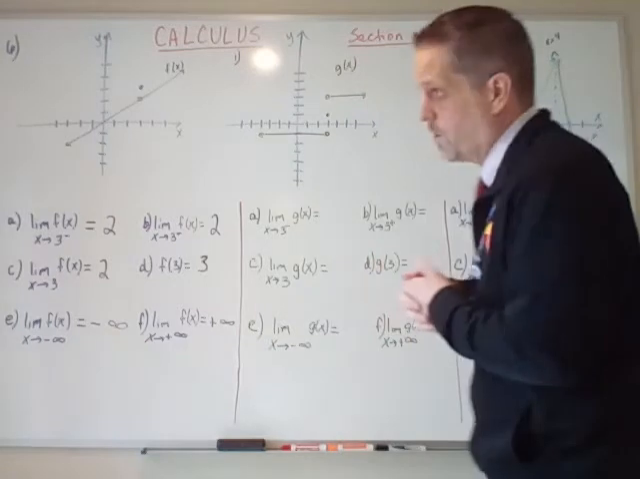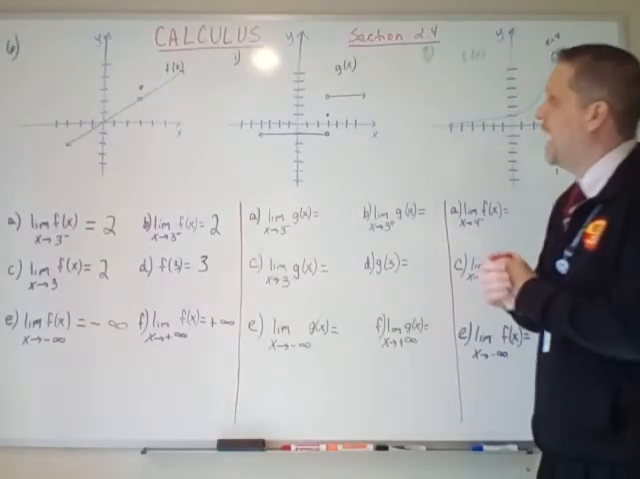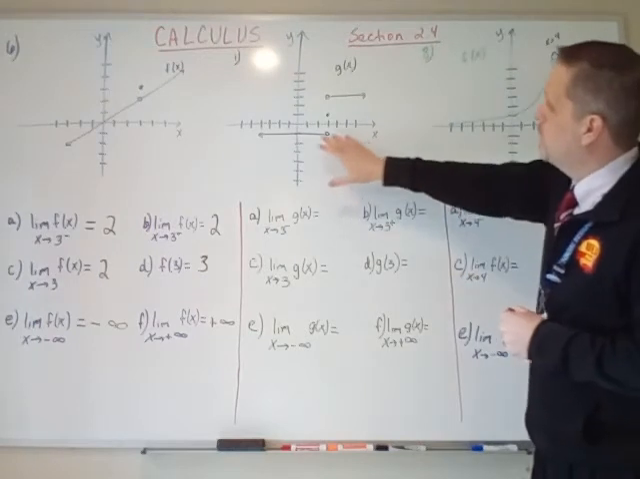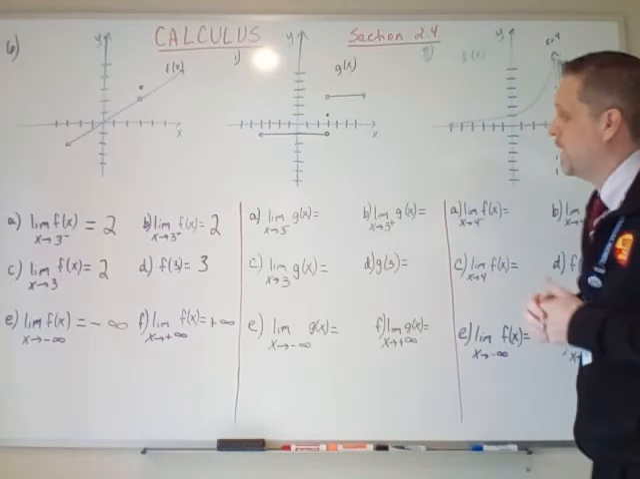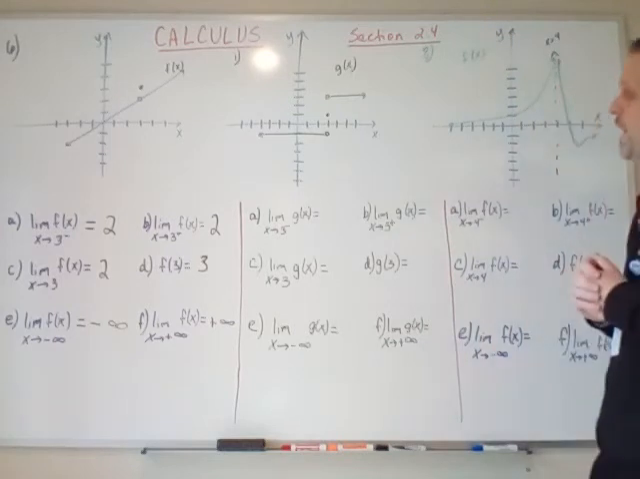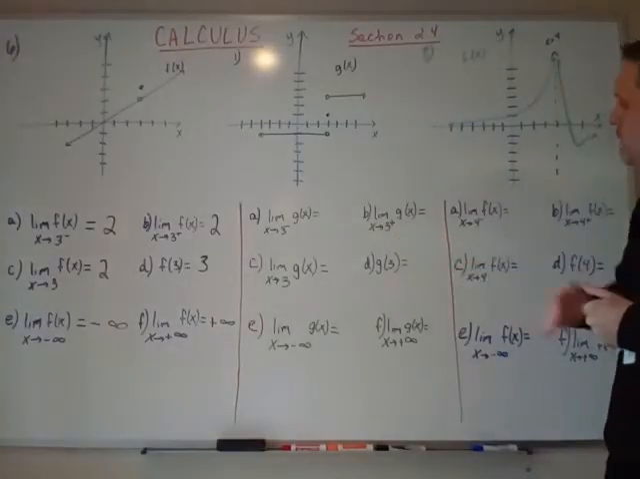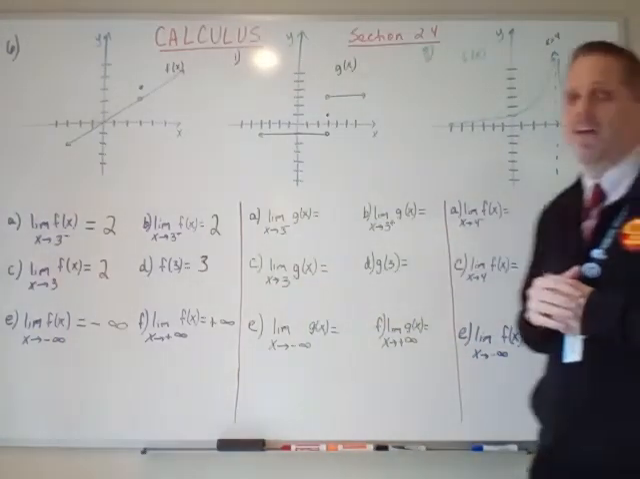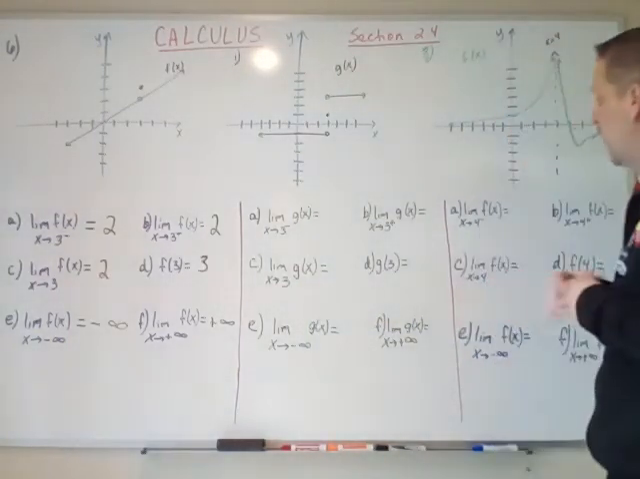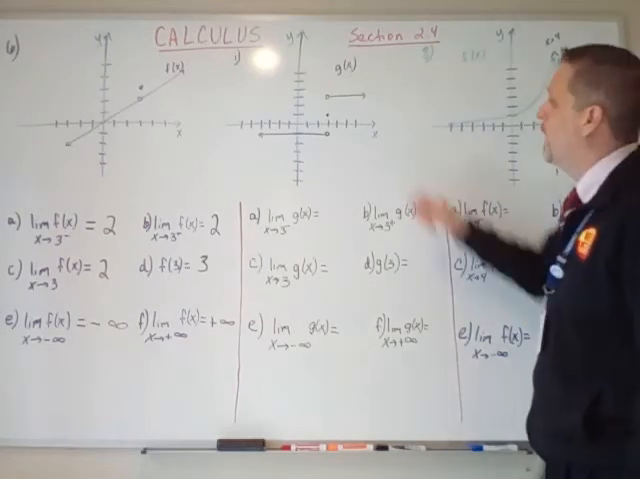Okay, let's look at another graph. This function g of x has something interesting happening when x equals 3. We're going to answer the same type of questions: the left side limit for g of x at 3, the right side limit for g of x at 3, the double side limit of g of x at 3, as well as the function at 3.